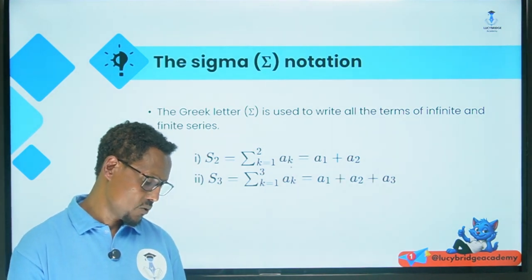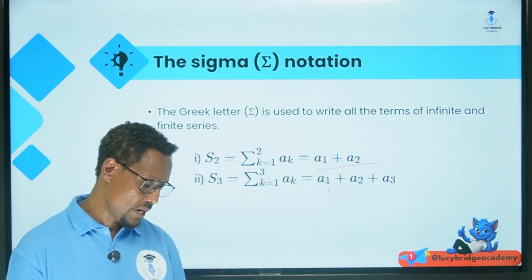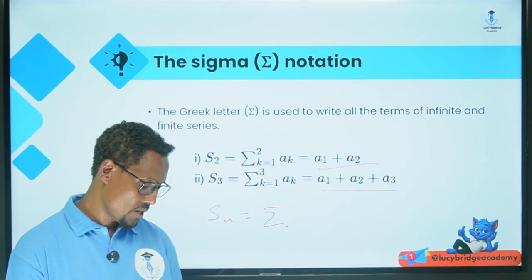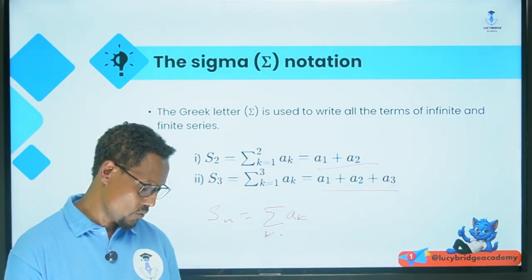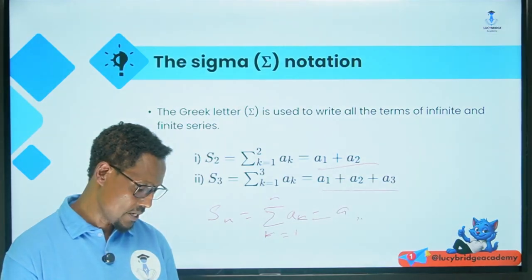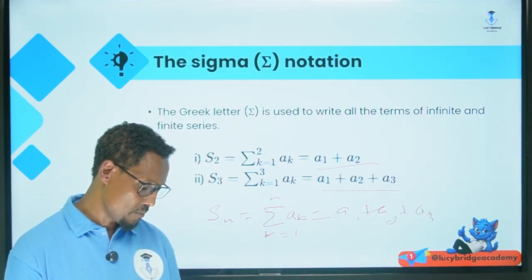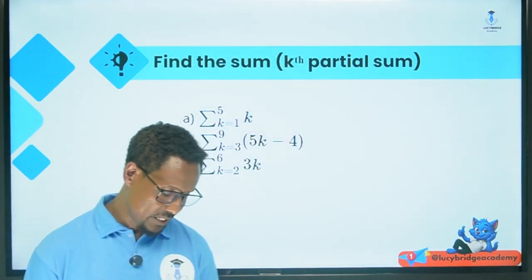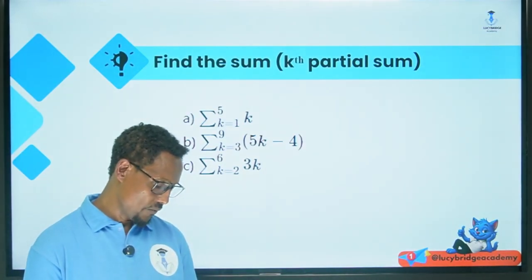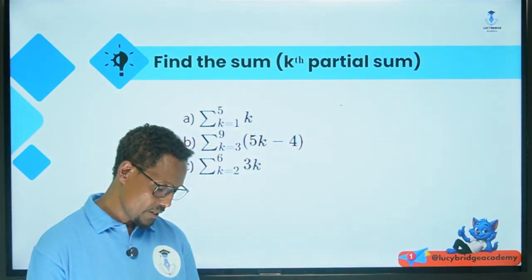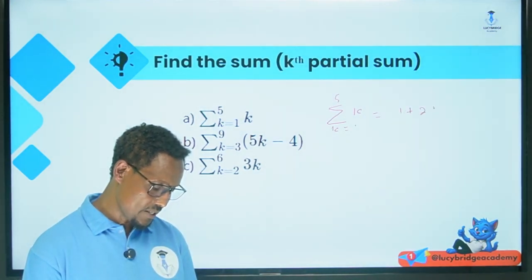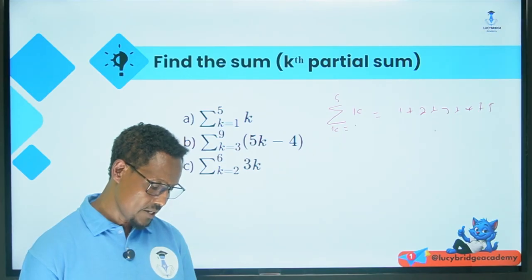Here it is, this S2 we mentioned earlier is A1 plus A2, S3 is A1 plus A2 plus A3, and we defined Sn, which is equal to summation of AK where K starts from 1 up to N, which is equal to A1 plus A2 plus A3 plus AN. Okay, now we are asked to find the sum of the first 5 terms of a given sequence which is K, right? Summation of K where K starts from 1 up to 5 means 1 plus 2 plus 3 plus 4 plus 5. Okay, that's it.